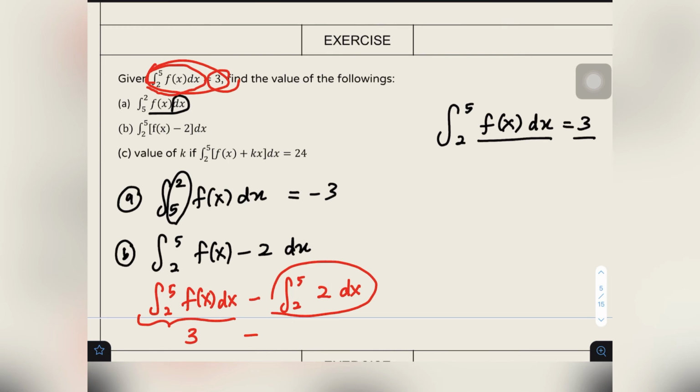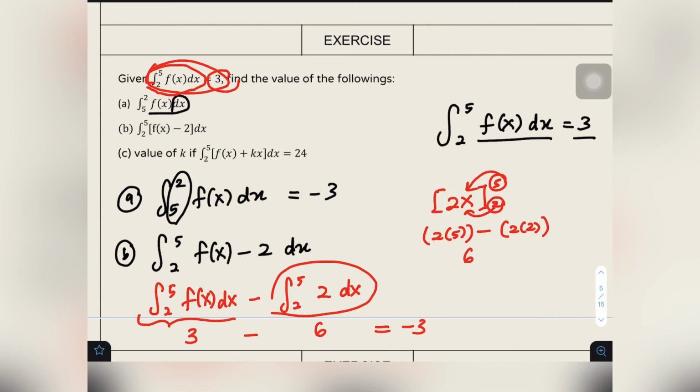Integrate 2, you will get 2x, and then you have lower limit and upper limit from 2 to 5. Substitute 5 inside. Okay, so you have 2 times 5, and then you need to minus with, substitute 2 inside. So you have 2 multiplied by 2. So 10 minus 4 is 6. So here is 6. 3 minus 6, the answer will be negative 3. Okay, with the help of the property, then you can solve the question easily.